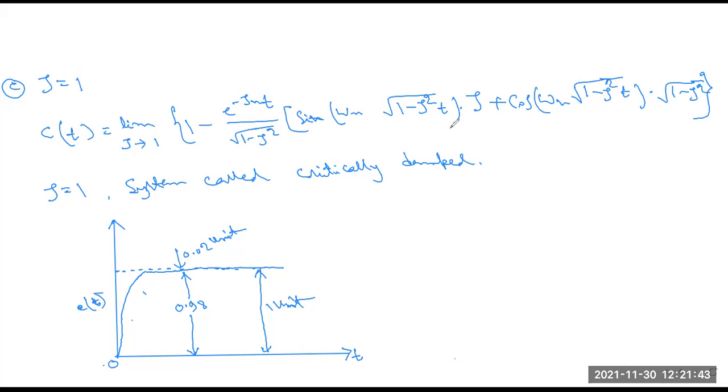Next, another term, the fourth condition: when zeta's value is greater than 1, the system is called an overdamped response or analysis. So please remember these 4 terms also.